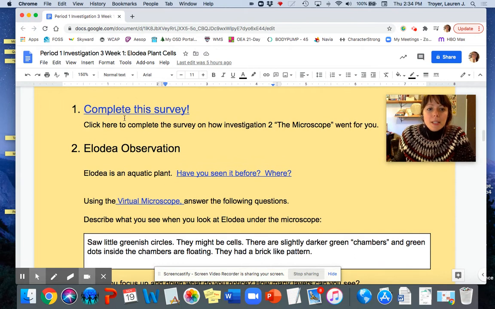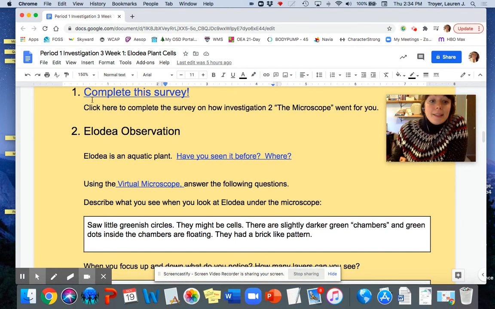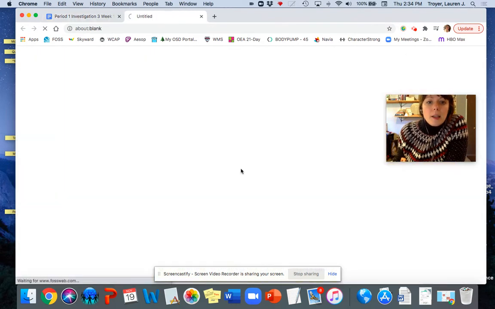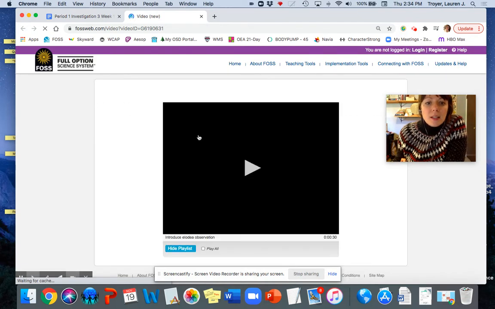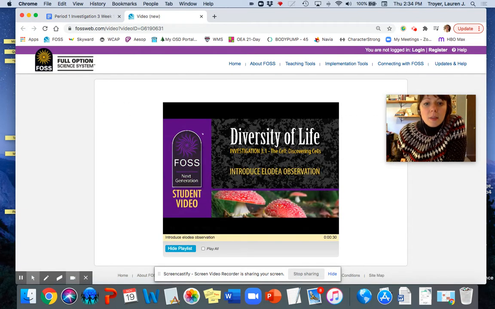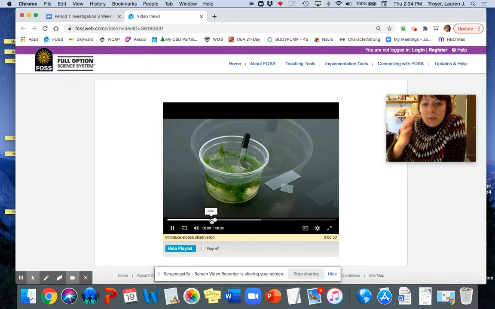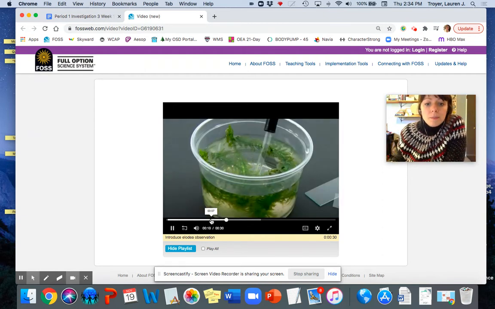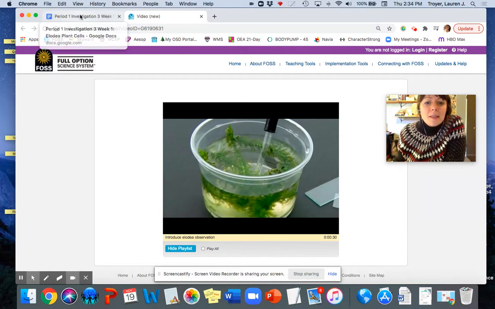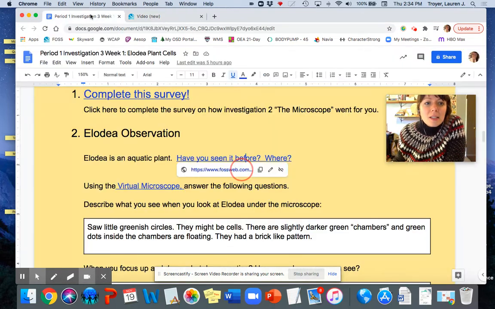Your first step is to complete a survey about how do you think investigation 2 went for you. So do that first, please. And then we do an Elodea observation. We take a look at what the Elodea plant looks like. And we talk about if we've ever seen anything like it before. Some people have seen it in a fish tank or at a pet store or in a lake, a pond. It's a freshwater plant. It's very common in fish tanks.